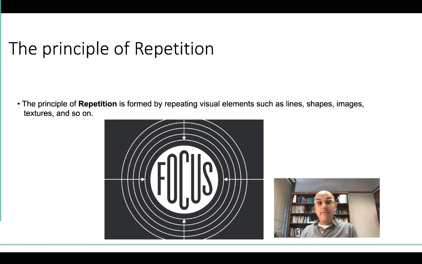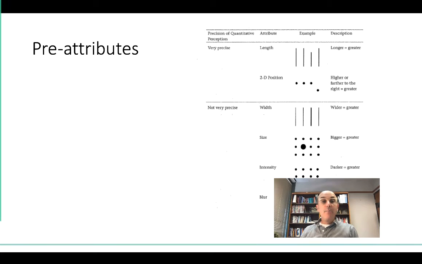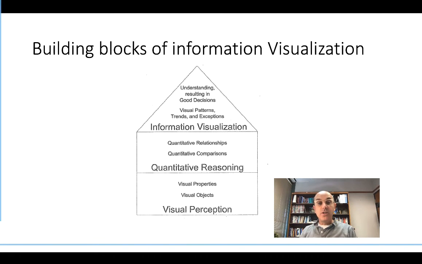So that will give you some ideas of Gestalt and how it is applied. And so the attributes of good design are the length, the width, the orientation, the size, the shape, the blur, and the color, and the position and the motion. And this is from our textbook on page 39. Pre-attributes example is how to make it more precise and how to make it less precise, and what attributes the visual consists of.